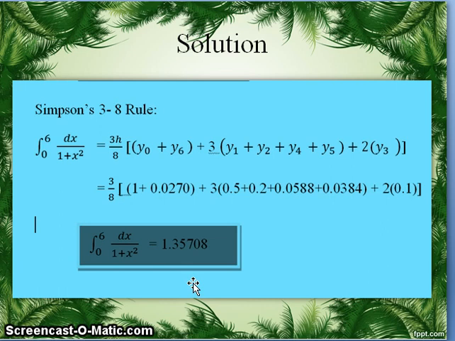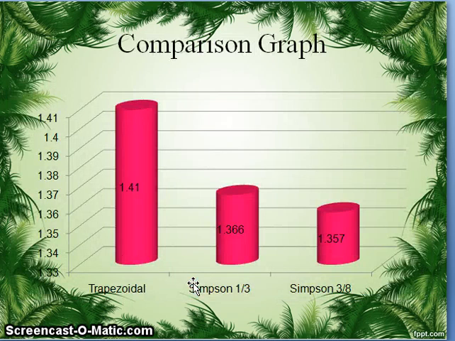Now we just compare all the 3 values through the graph. See here, this is the comparison graph. For this given problem, for the trapezoidal rule we got the solution as 1.41, for Simpson's 1/3 rule we got the solution to be 1.366, and for Simpson's 3/8 rule the solution we got is 1.357. When we compare all these three rules, trapezoidal rule is found to be the highest value, Simpson's 1/3 rule the middlemost value, and Simpson's 3/8 rule the least value.